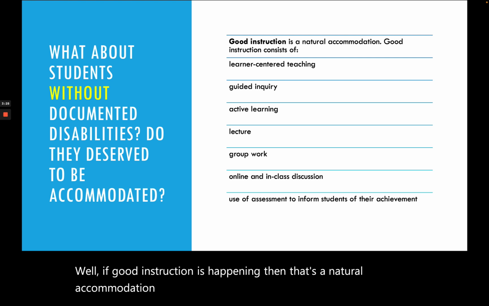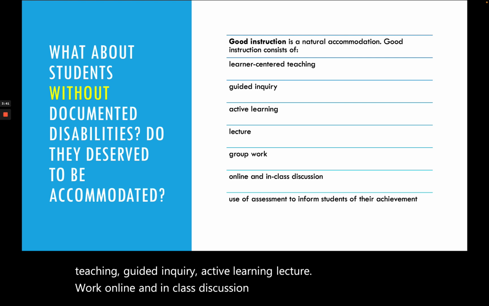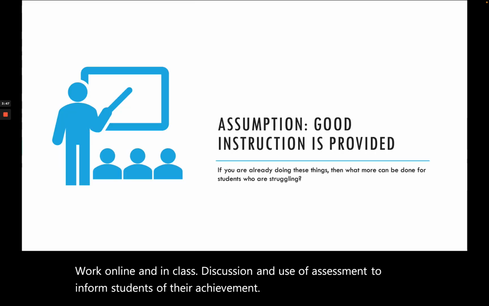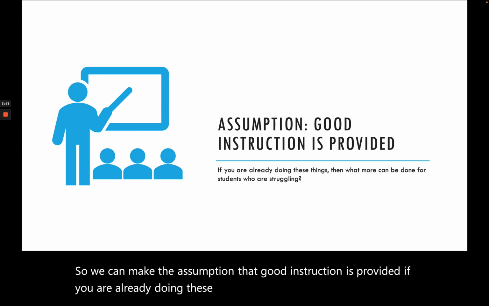Good instruction consists of learner-centered teaching, guided inquiry, active learning, lecture, group work, online and in-class discussion, and use of assessment to inform students of their achievement. So we can make the assumption that good instruction is provided. If you are already doing these things, then what more can be done for students who are struggling?